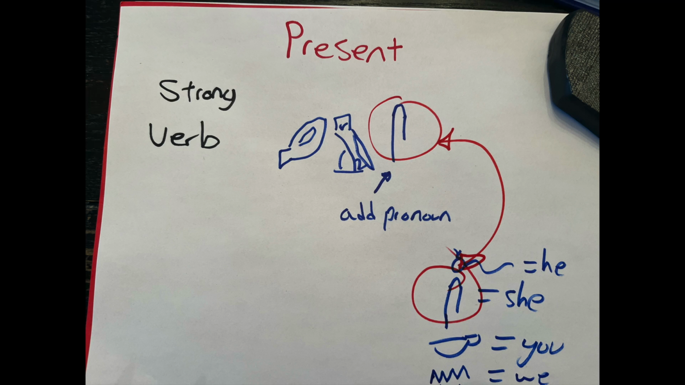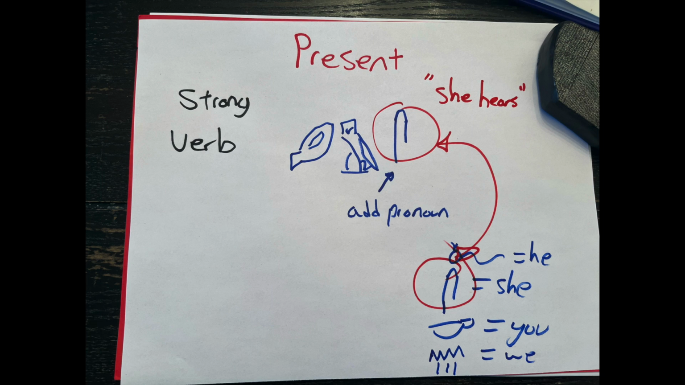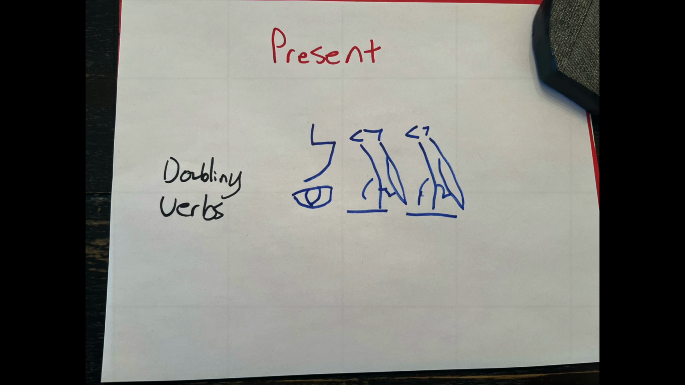It's the simplest transition, so it's easy to find, but it's also easy to miss because you could be thinking you're in a different tense. So present isn't used that much in hieroglyphics, simply because they were usually writing about the past or hopes for the future. All right, let's talk about doubling verbs.